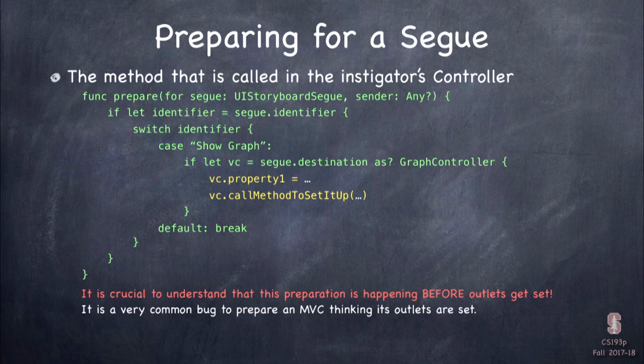When that's happening, that MVC's outlets have not been set yet. So all those outlets, like in our concentration, the card buttons, the flip count, all those labels, they're all nil. Now they're implicitly unwrapped optionals, but they're still going to get unwrapped when you try to access them. This will cause many crashes in your apps because you'll forget, oops, during preparing I accidentally accessed one of my outlets. Especially since when you're preparing, you kind of want the outlets because you're trying to prepare the UI. But you have to get used to this fact that this happens before.